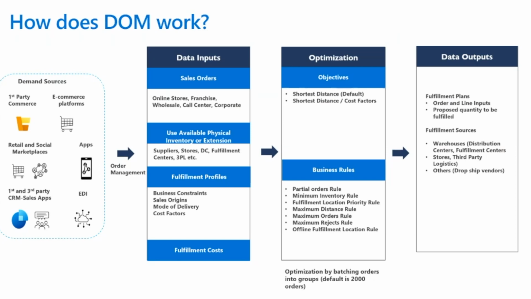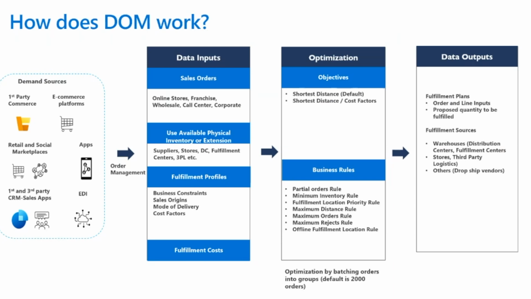On my screen, as you can see, I've created 3 different buckets here for data inputs, optimization, and outputs. Data inputs is nothing but the sales orders that we get from the various sources, right? It can be first-party e-commerce, that is D365 e-commerce, or any third-party e-commerce channels, or it can come from EDI or any CRM or any other sources through integration into finance and operations. So at the end, it lands into finance and operations as a sales order.